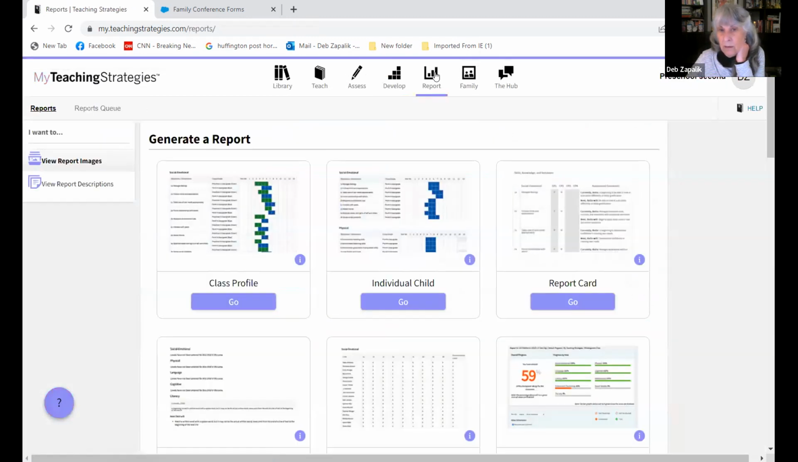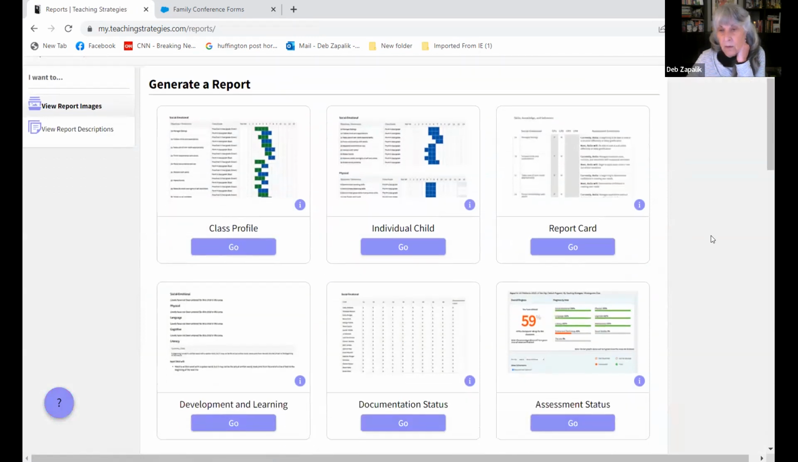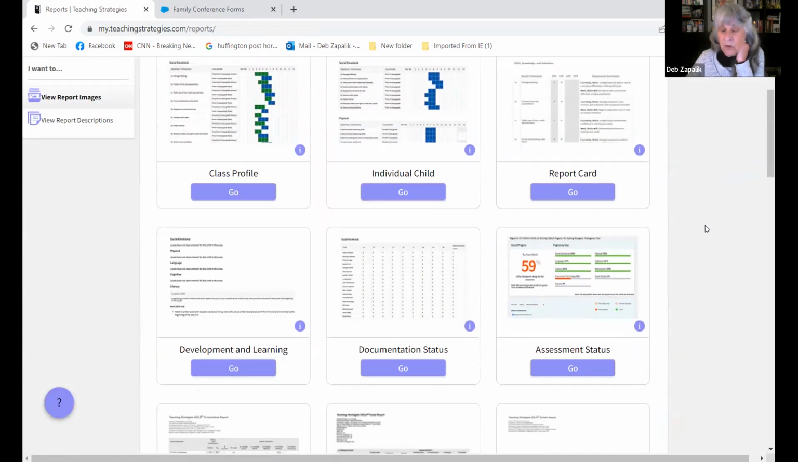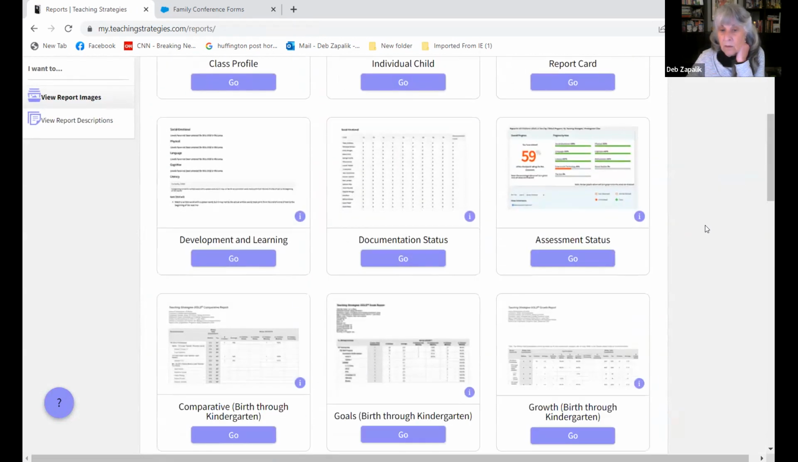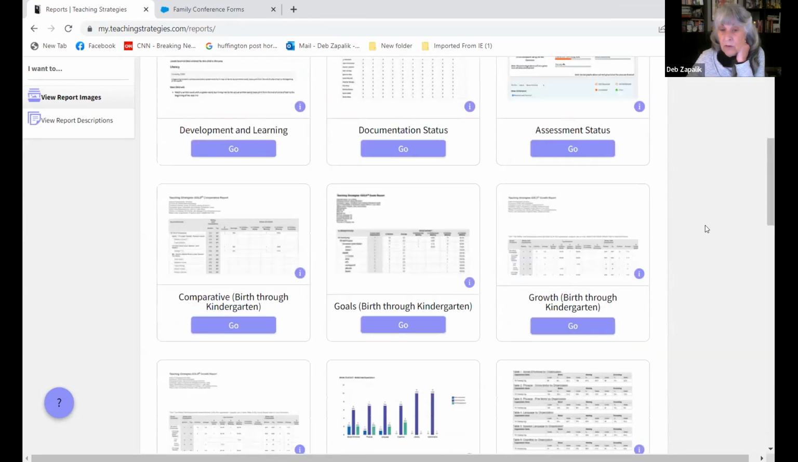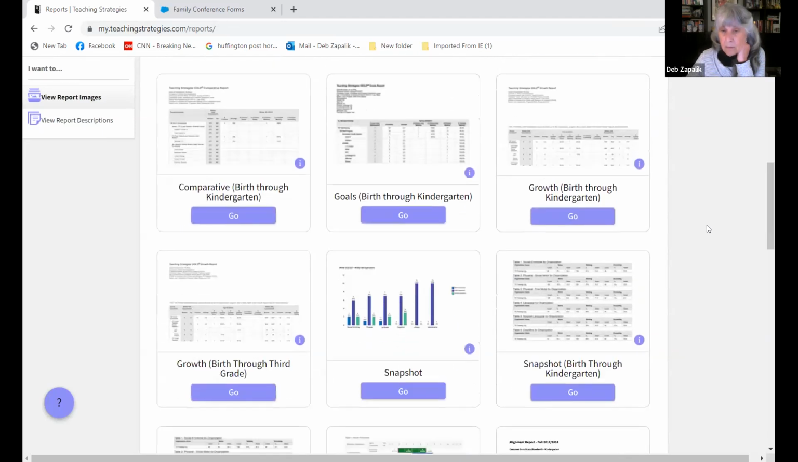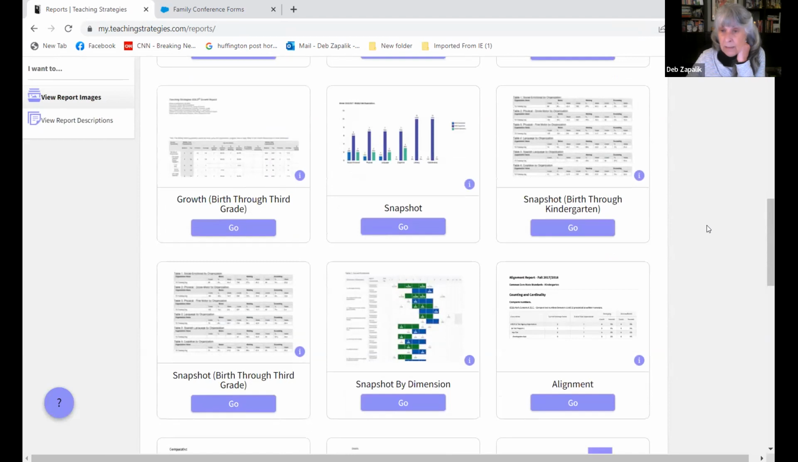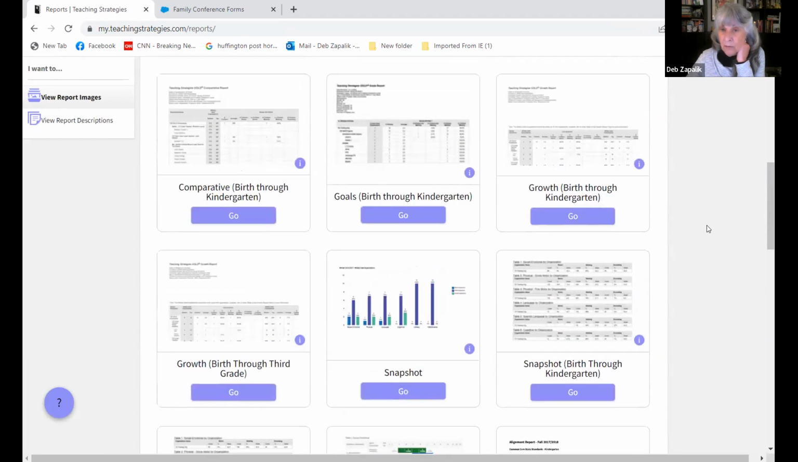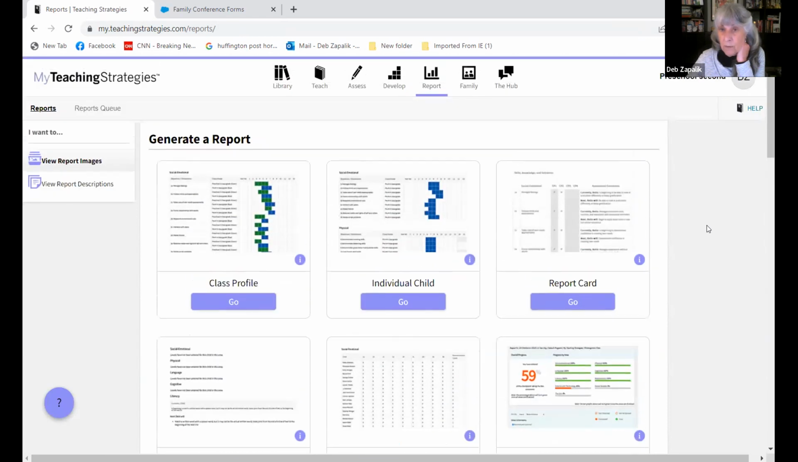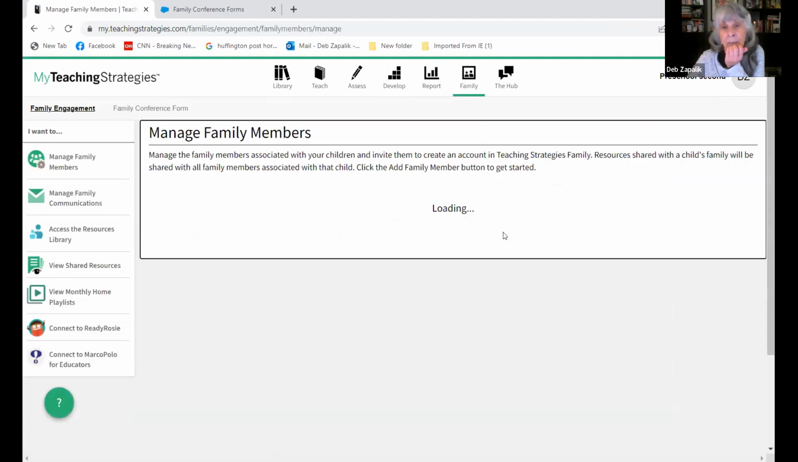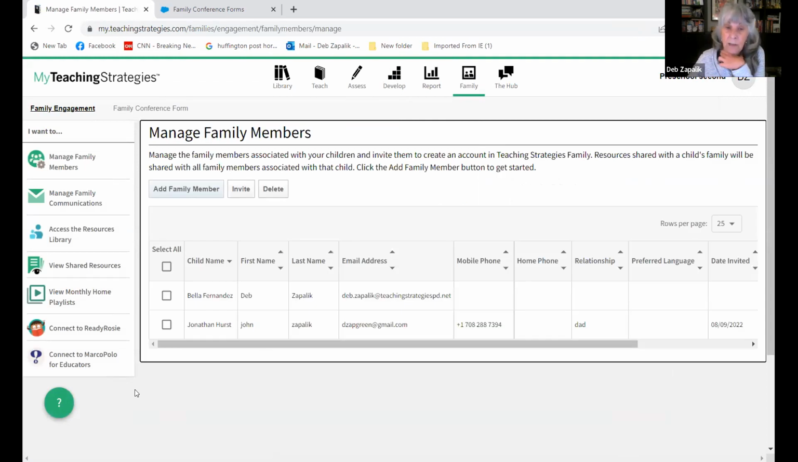There's also a suite of reports, and the suite of reports are used both by teachers and administrators, where administrators and teachers can actually aggregate data and then analyze it and align the curriculum implementation for their program to meet the needs of the families and children in their community. The Family tab is where teachers can invite families.